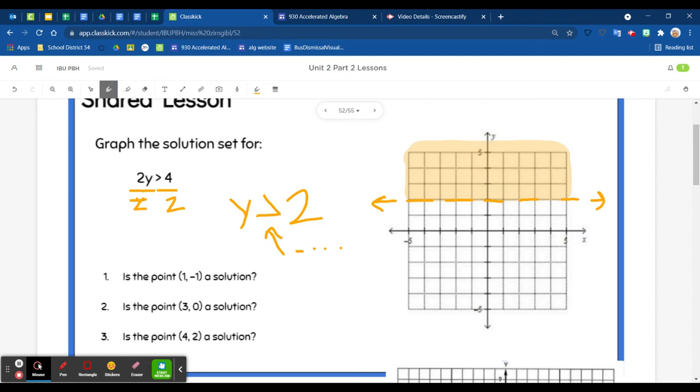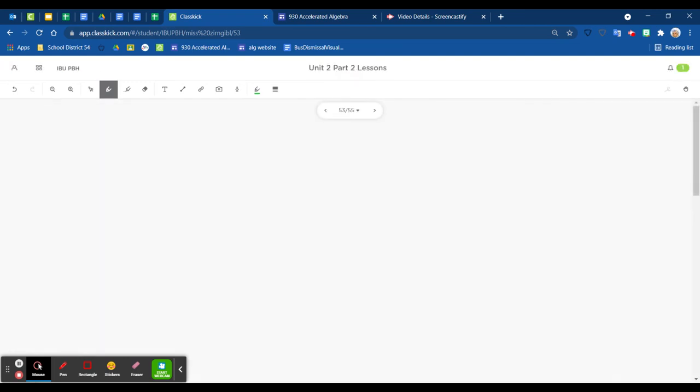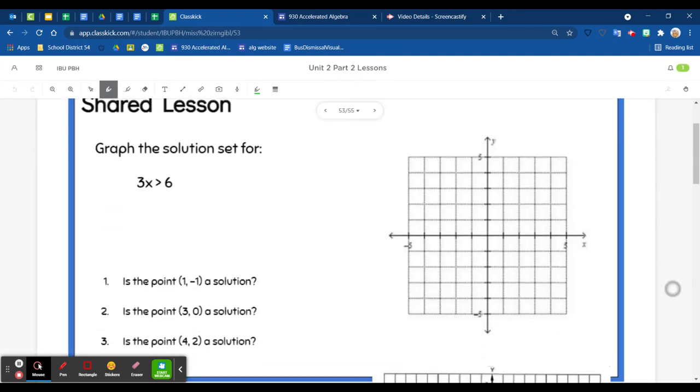Now it asks me, is the point (1, -1) a solution? Nope. Is the point (3, 0) a solution? Also no. And is the point (4, 2) a solution? Nope. Dotted line. Not equal to. Does not work.